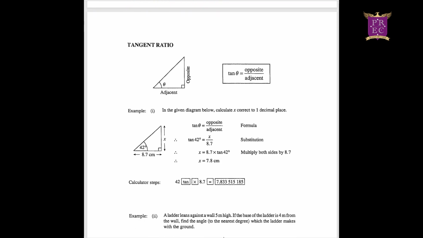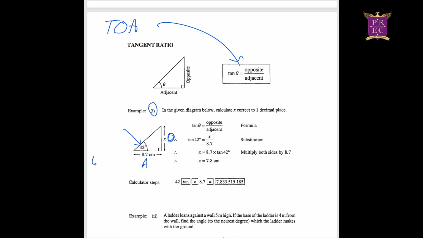Let's have a look. Tangent ratio. So the tangent ratio, it's TOA, meaning tan is equal to opposite over adjacent. Let's have a look at this example over here. We've been given this side, which is, what is this side? It's got the right angle and the reference angle, which means this is the adjacent. And we've been given opposite as x, directly opposite to the reference angle. And we've been given the reference angle to be 42. So we just need to put this into this formula over here.